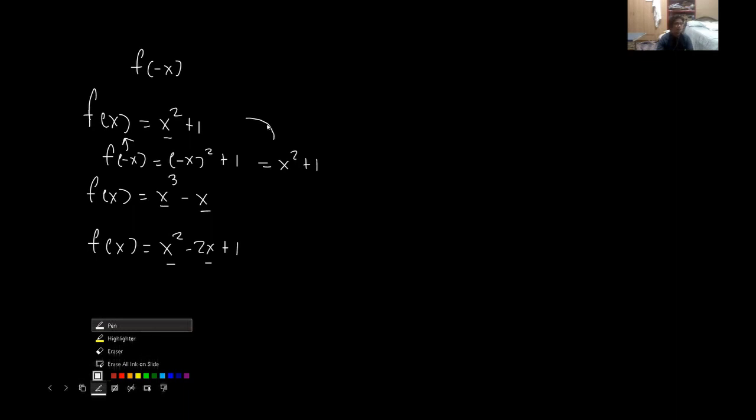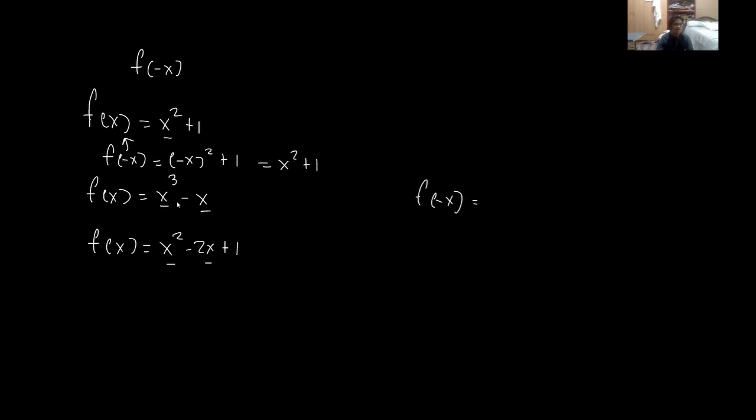If I substitute negative x here, this would become negative x squared plus 1. So this would be what? X squared plus 1. Okay? Next is this. Let me write it here. Negative x. So if I substitute negative x inside the x, that would be negative x raised to 3 minus negative x. So this would be negative x cubed plus x.